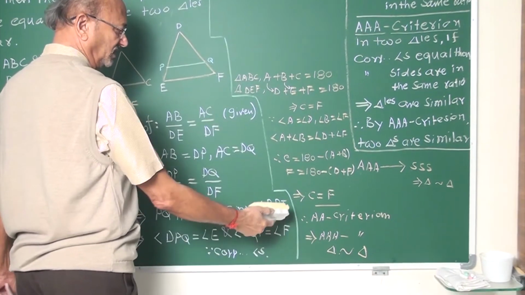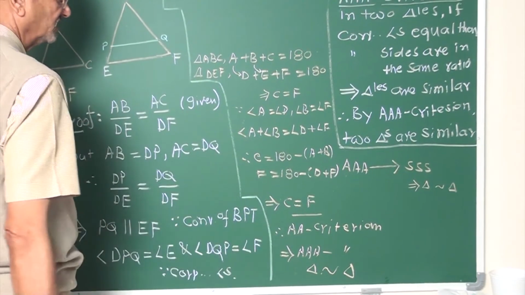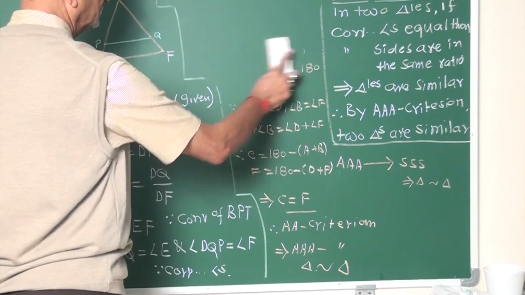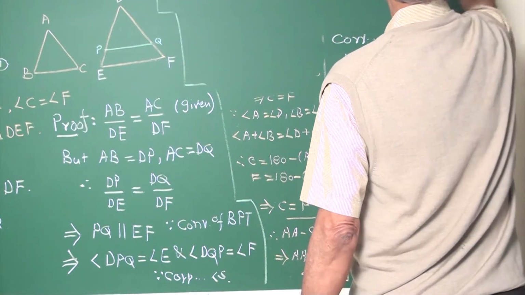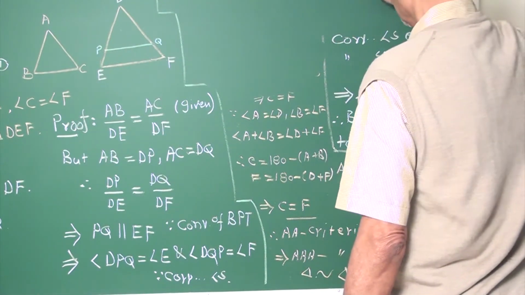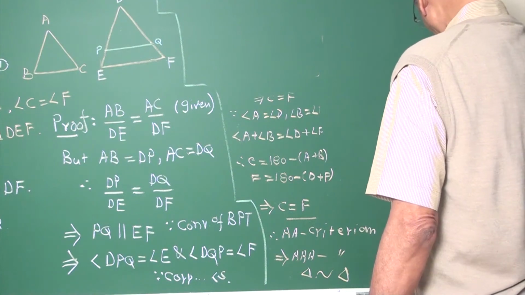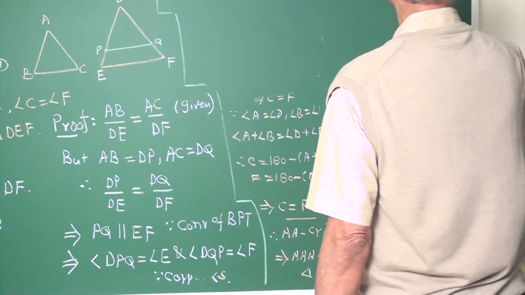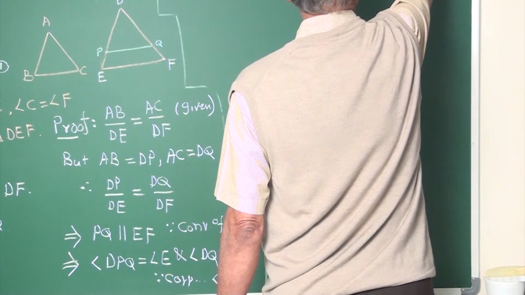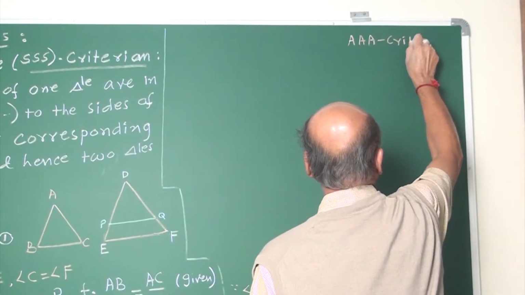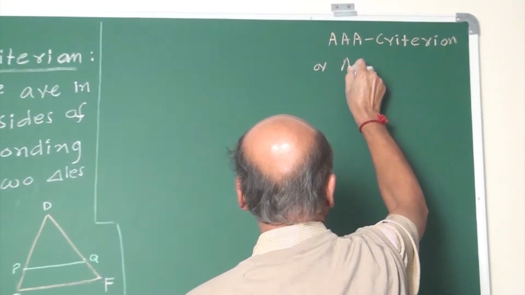Yes, my friends, even triple A, double A, in both the cases, triangles are similar. So, I use this property, my friends, even in case of a triple A criterion or double A criterion.